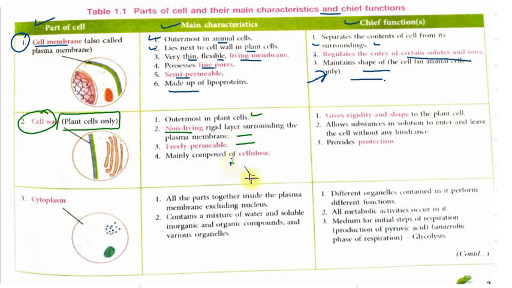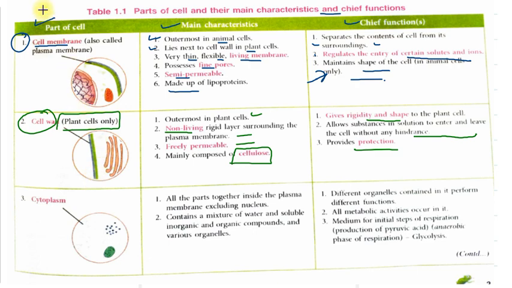It is mainly composed of cellulose. And what are its functions? It gives rigidity and shape to the plant cell, and it allows substances in solution to enter and leave the cell without any hindrance. Freely permeable. It provides protection. Chief function is protection, right? So this is its shape. It is found only in plants.